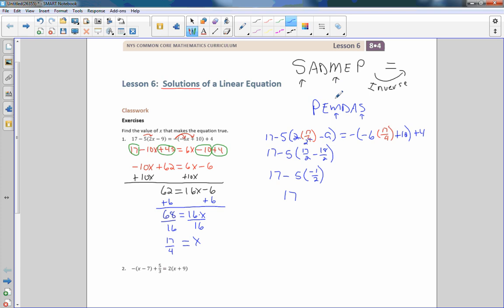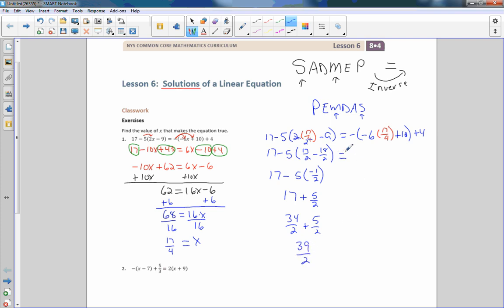Multiply before I subtract. So 17 minus negative times negative is positive, so it's going to be plus 5 halves. Well, 17 is 34 halves plus 5 halves, and that would be 39 over 2.